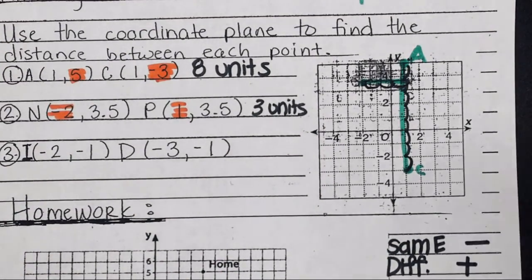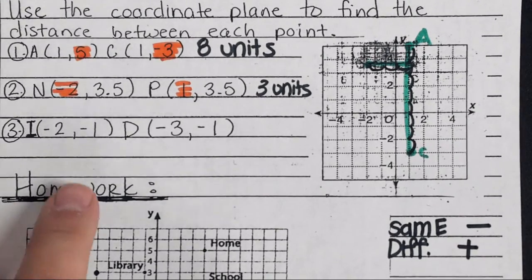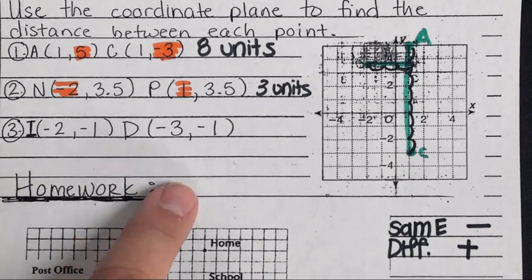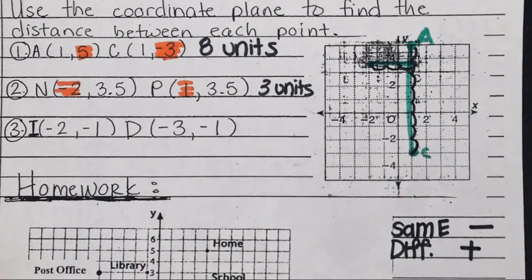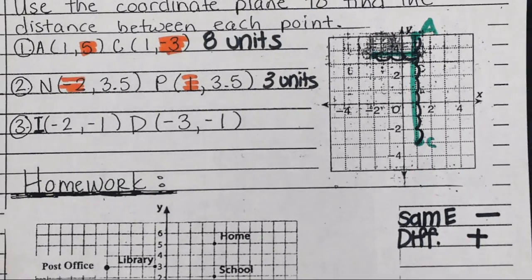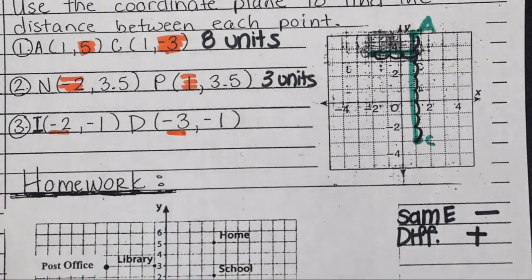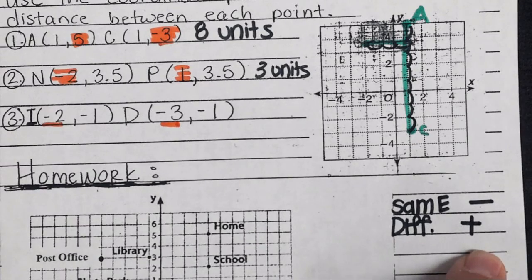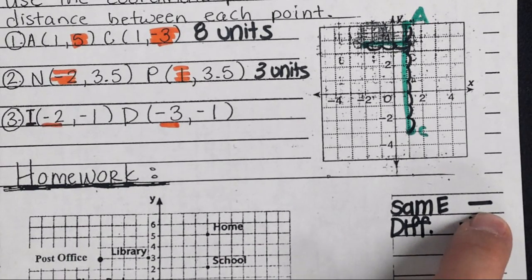Okay, let's do this one without graphing it, and then we'll graph it and show that we get the same thing. Which two numbers can I ignore there? The 1 and 1. The negative 1 and negative 1. So I'm looking at negative 2 and negative 3. Signs same or different? They're the same. They're both negative, so we're going to subtract.